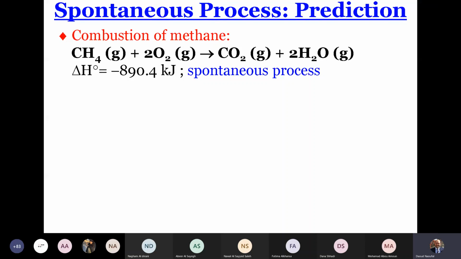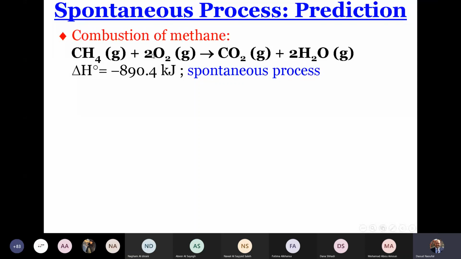Can we use the first law of thermodynamics? Can we use the value of delta H or the sign of delta H in order to know if the transformation is spontaneous or not? I will consider two examples. The first is the combustion of methane, CH4 gas plus O2 gas gives CO2 gas and H2O.